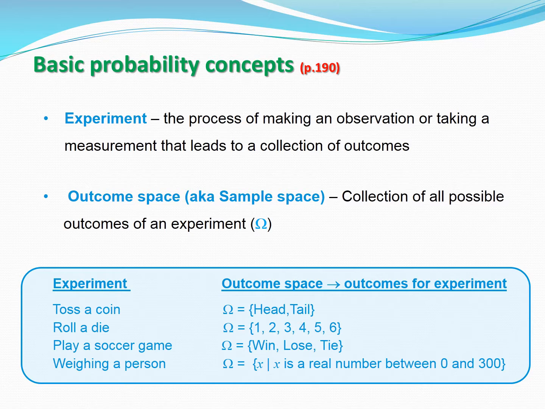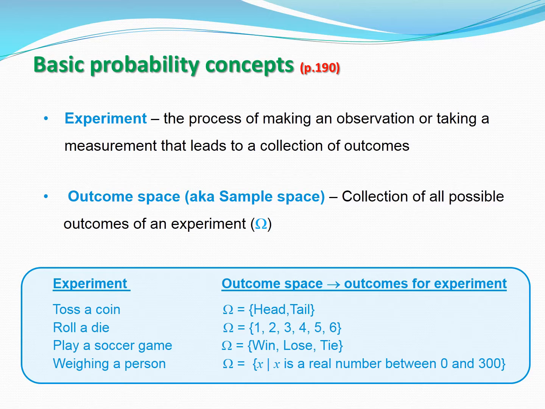We can then now move on to the basic probability concepts on page 190. So the first concept that you should take note of is an experiment. So in probability theory, you conduct an experiment to make observations or take some measurement that leads to a collection of outcomes. So if you toss a coin, for instance, you want to see what the outcomes of your experiment will be. Then if you have a collection of all those possible outcomes in the experiment, we denote that by the omega symbol, and we call that our outcome space or our sample space.